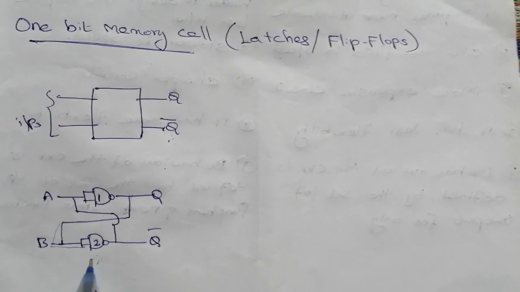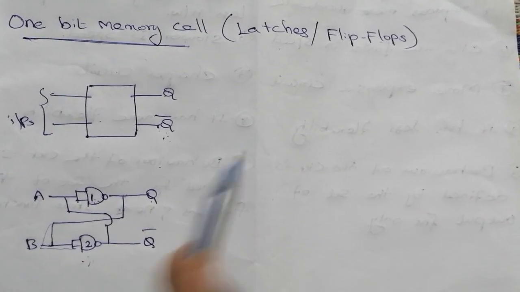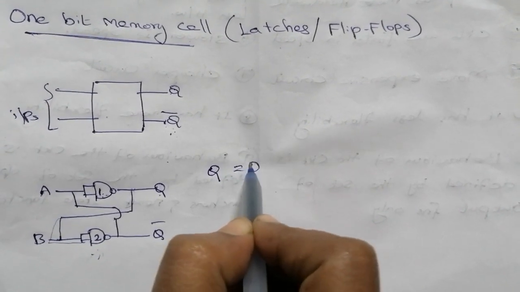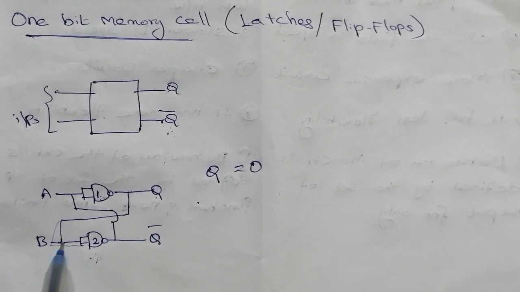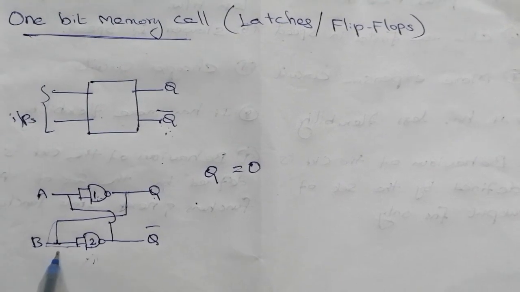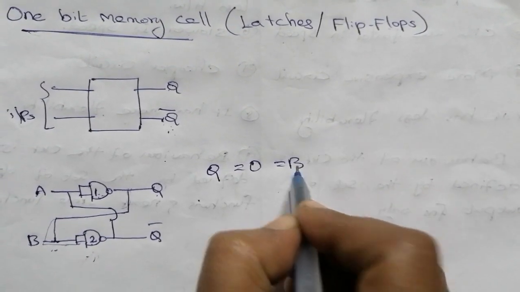So let us assume the output of gate 1 is Q, right? We'll assume it is 0. Since Q is fed as an input of gate 2, obviously the B value is also 0, right?